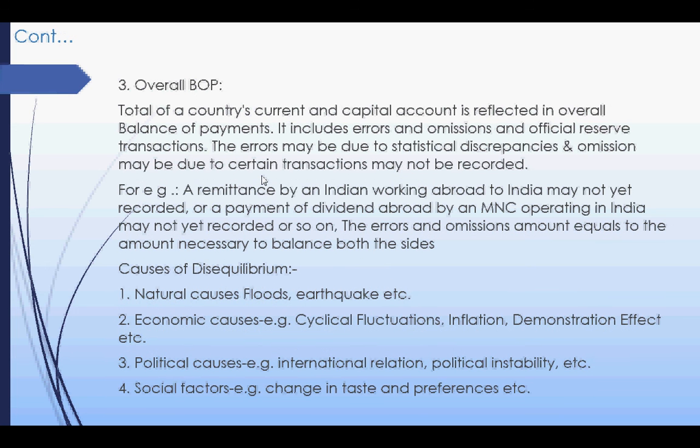The errors may be due to statistical discrepancies, and omissions may be due to certain transactions not being recorded. For example, a remittance by an Indian working abroad to India may not yet be recorded, or a payment of dividend abroad by an MNC operating in India may not yet be recorded, and so on. The errors and omissions account equals the amount necessary to balance both sides.